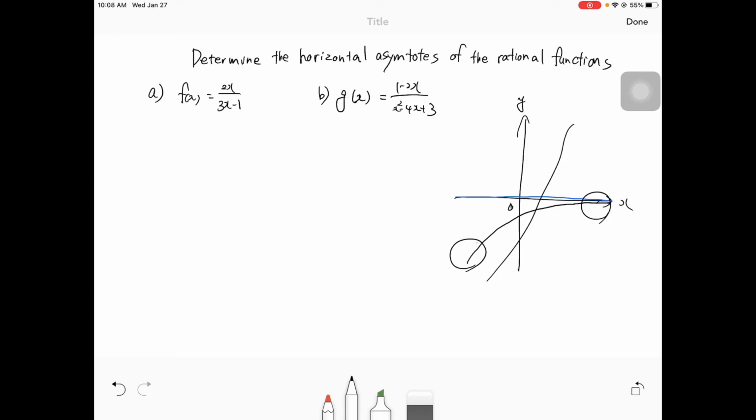What you have to do is divide each term by the highest power of the denominator, which is x in this case. Let me do that. 2x over x over 3x over x minus 1 over x. I'll explain why I did it like that later, okay? 2 over 3 minus 1 over x.